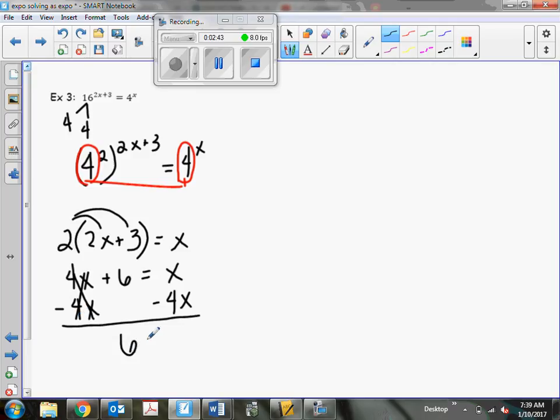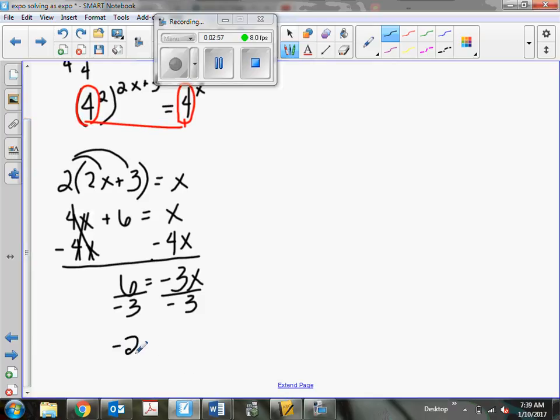This will give me 6 equals negative 3x. Then I divide by negative 3. So my answer here would end up being negative 2 equals x. And again, I know this because I had to change my 16 into a base of 4, multiply that 2 using that exponent property, then I get rid of my bases and I only concentrate on my exponents. Distribute, subtract, divide, and then I have my answer.